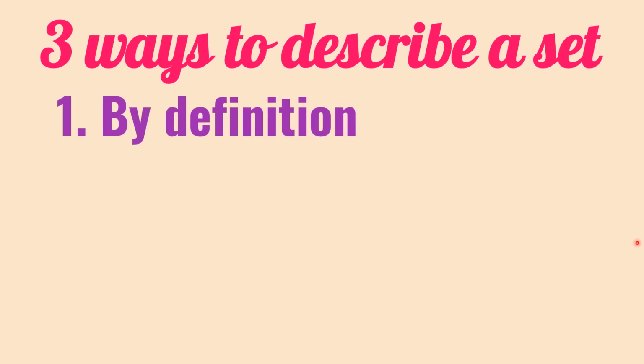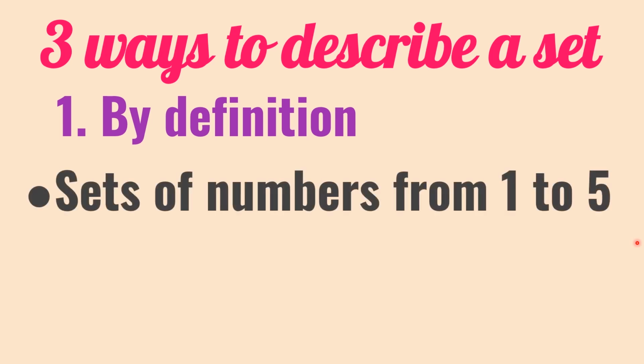Number 1, by definition o pagpapaliwanag. Sa pamamagitan ng mga salitang ibibigay, malalaman na natin kung ano ang mga set na hinihingi o idinidescribe. Example, set of numbers from 1 to 5. Ibig sabihin, ang set natin ay binubuo ng mga bilang mula 1 hanggang 5.